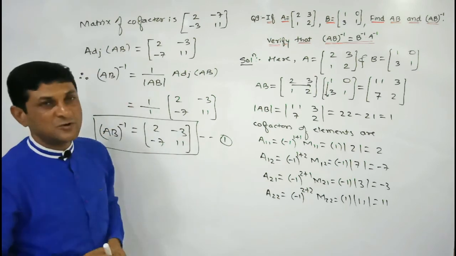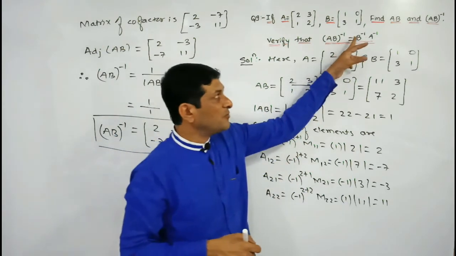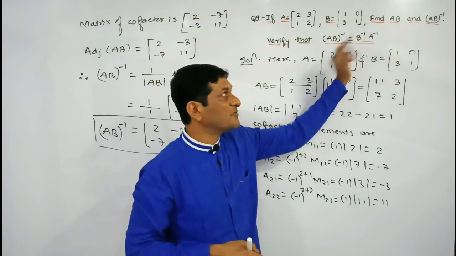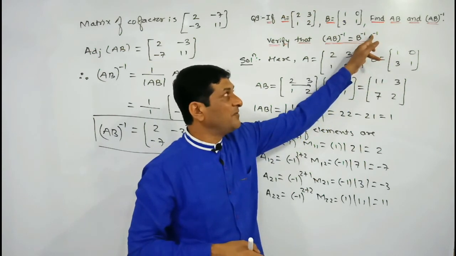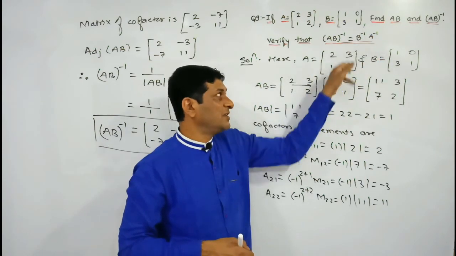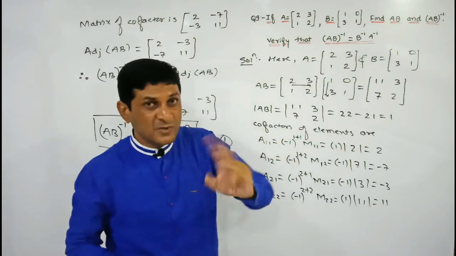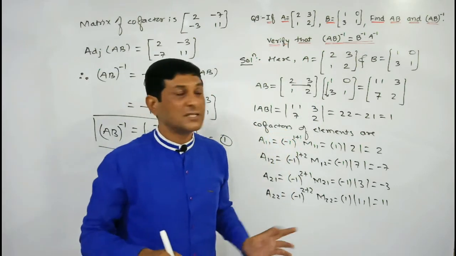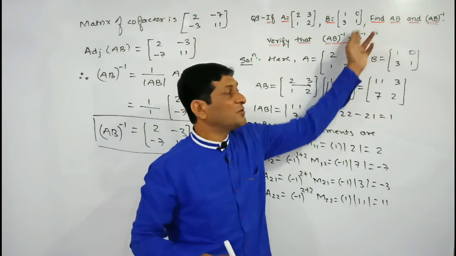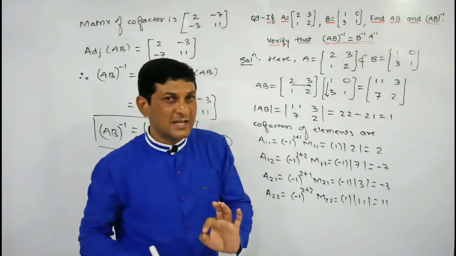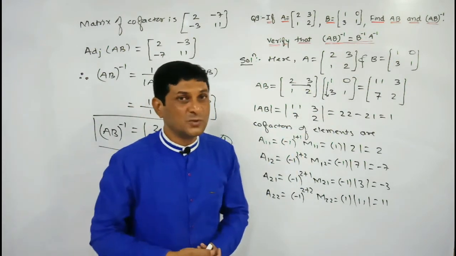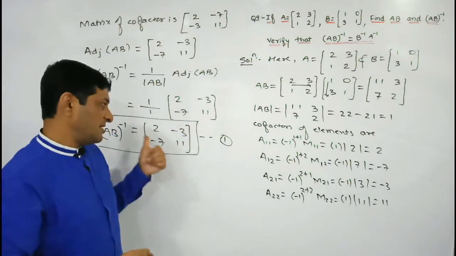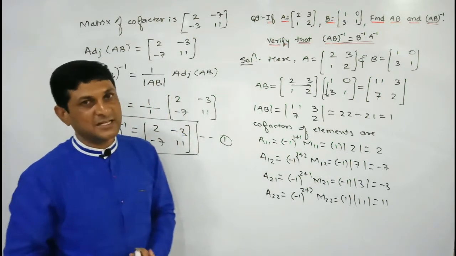Now to find the value on the right hand side, we have to find B inverse. Matrix B is given, we have to find its inverse, and we will also require the value of A inverse, meaning the inverse of this matrix. Once the inverses of these two matrices are known to us, then by taking their multiplication we will get the value of the right hand side. And once the value of the right hand side is known to us, then check whether the left hand side and right hand side are equal or not.